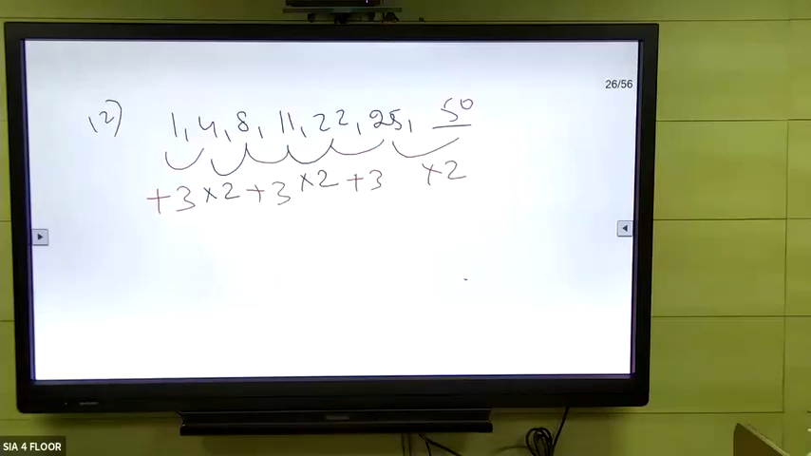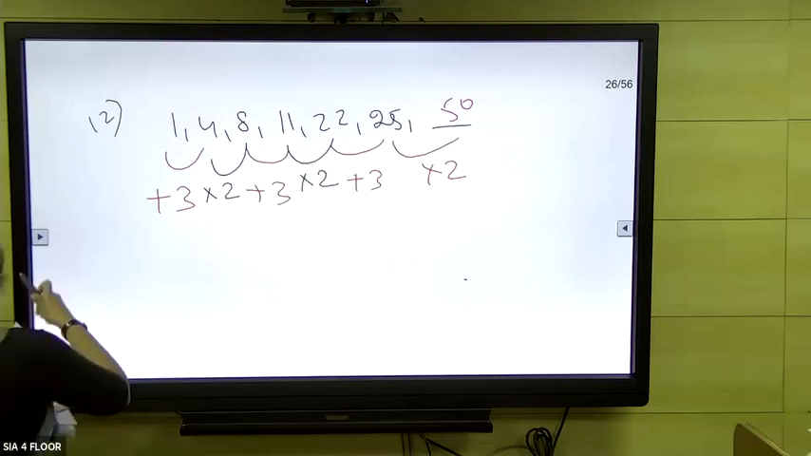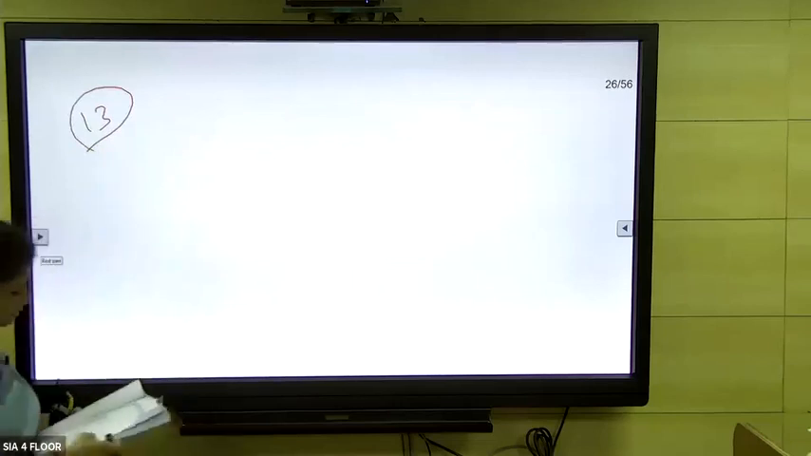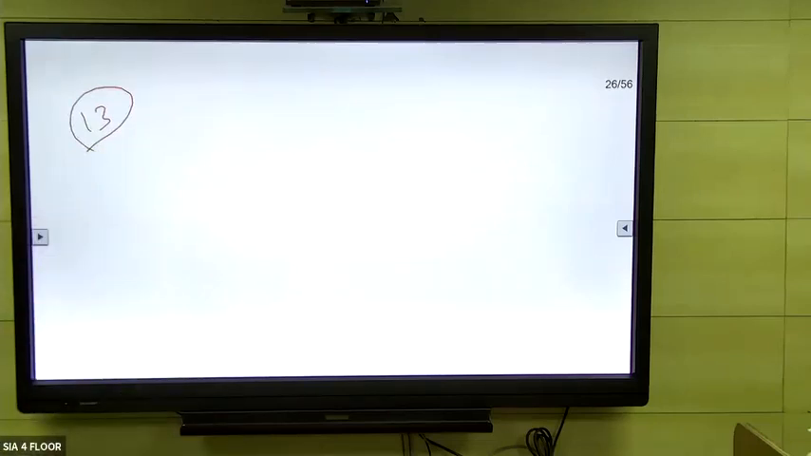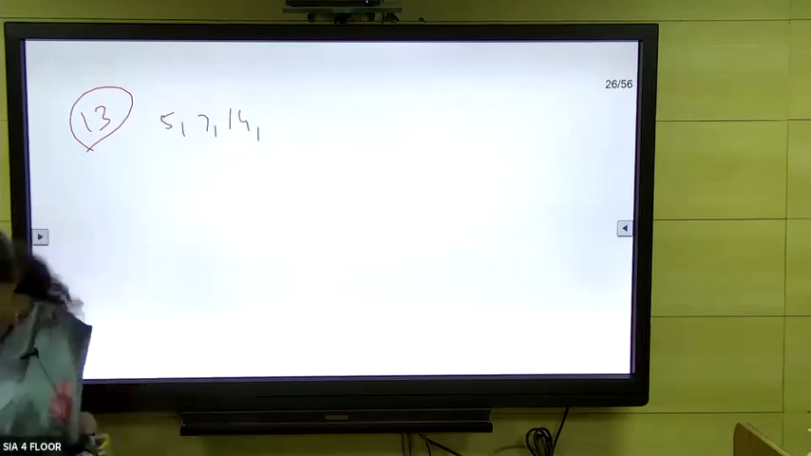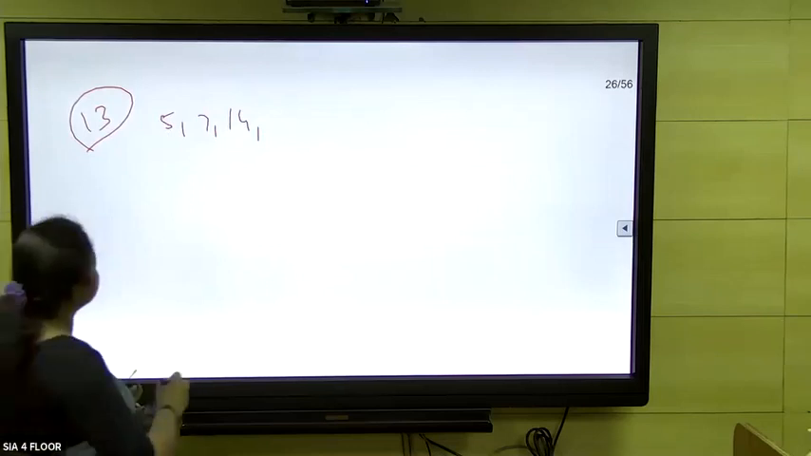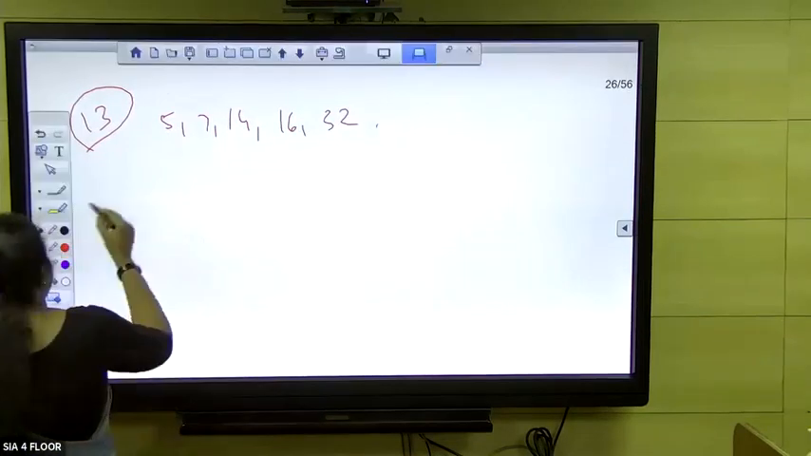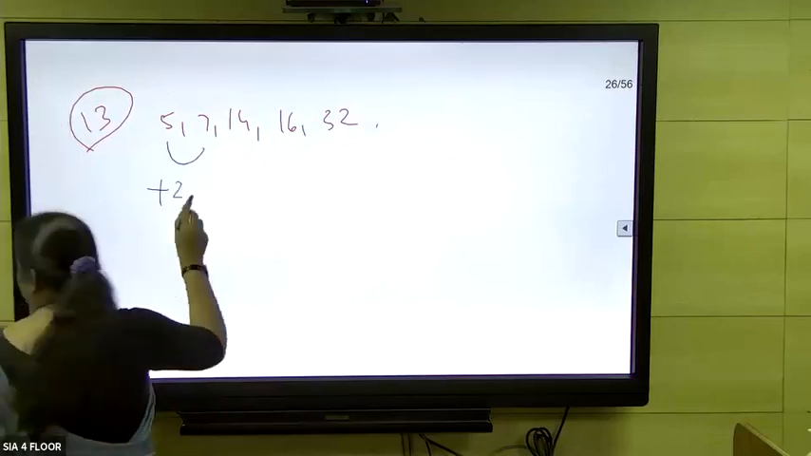What about the 13th one? The 13th one also looks simple, but if you use only the plus operator, you won't get it. So that's also the same kind. 5, 7, 14, 16, 32. So here also, if you take a difference like this, you will get 2.